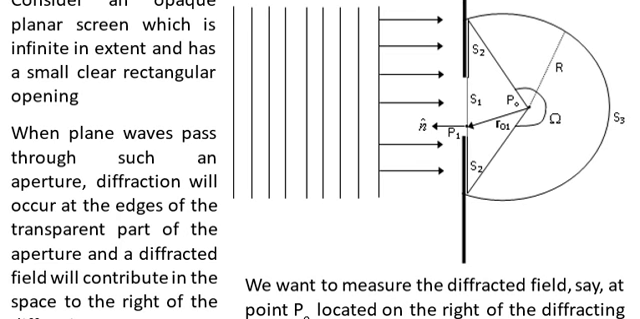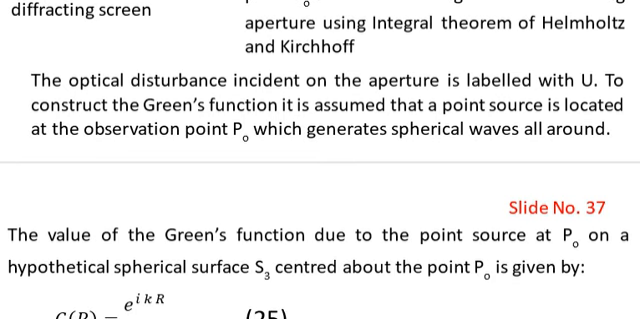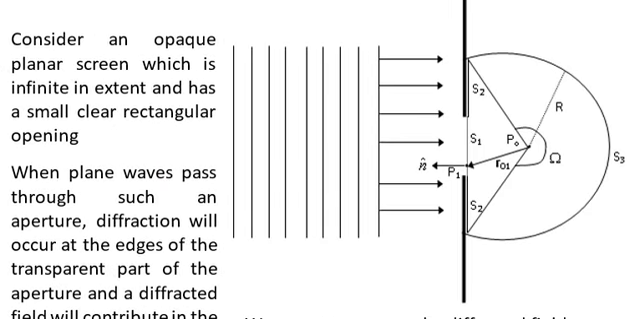We have the integral theorem of Helmholtz and Kirchhoff, which we have already derived. Now the optical disturbance incident on the aperture is labeled with a capital U. To construct the Green's function, it is assumed that a point source is located at the observation point P0, which generates spherical waves all around. So you see that here in this picture we are assuming that a hypothetical Green's function is located at point P0, which is generating spherical waves all around.